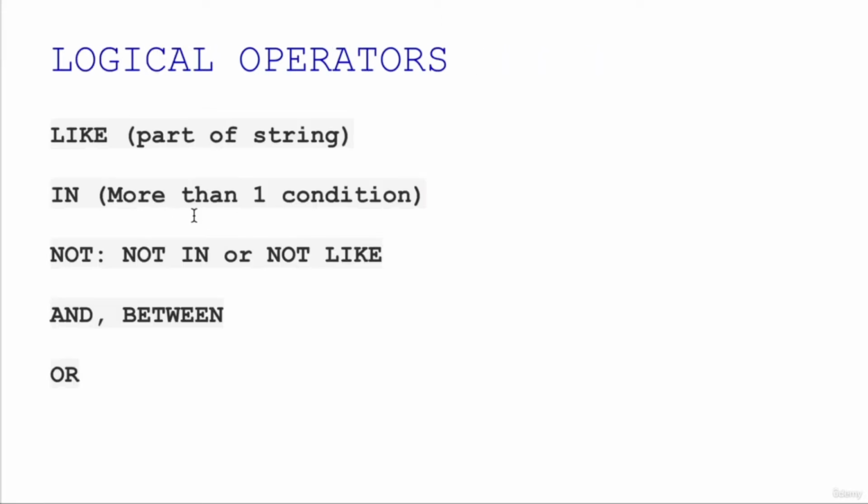Okay, and NOT is basically used with NOT IN or NOT LIKE, if you don't want to fetch records that are not in some values or not like some values. And also AND and BETWEEN. Let's see these examples so that it will be much clearer.